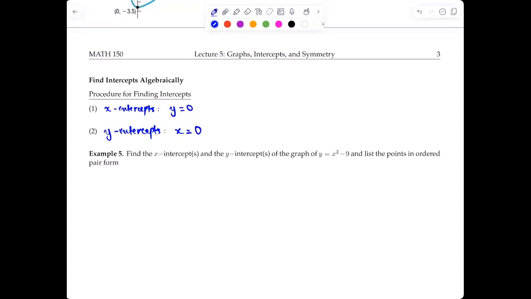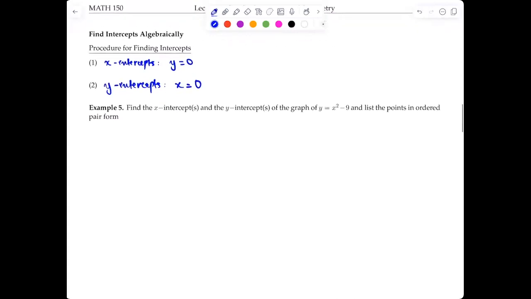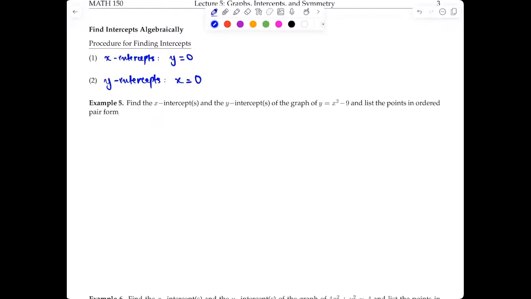Now, example 5. You want to find the x and y intercepts of the graph of y equals x squared minus 9. After you find the information, list the points in ordered pair form. Ordered pair form means (x, y), so I want both the x value and the y value. So for the x-intercept, remember y equals 0.